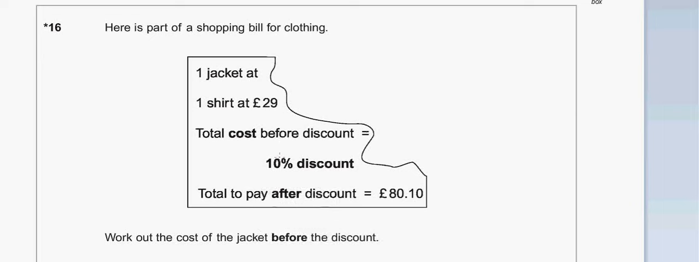So question 16. Here is part of a shopping bill for clothing. We have one jacket at a price we don't know, one shirt which is £29, total cost before discount we don't know, we do know there's a 10% discount, and the total to pay after the discount is £80 and 10p. So work out the cost of the jacket before the discount.